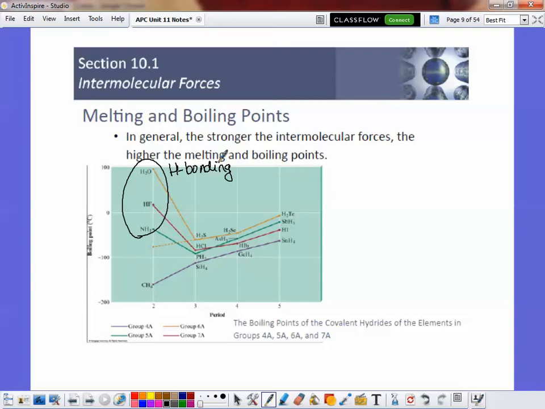But then, looking at this very bottom line, the CH4, SiH4, GeH4, and SnH4, those are all substances with hydrogen. Those are all nonpolar. But notice how the boiling point generally increases as we go up, because the number of electrons is increasing. That's London dispersion forces, number of electrons. So as you increase the period, you have the number of electrons increasing. Okay?